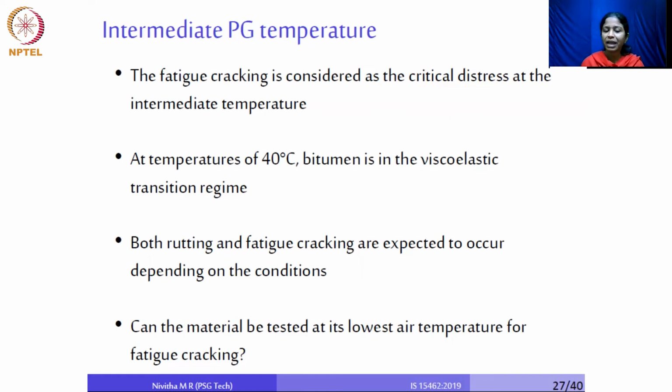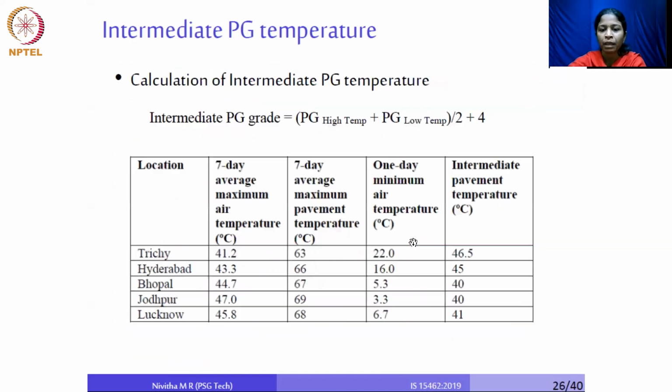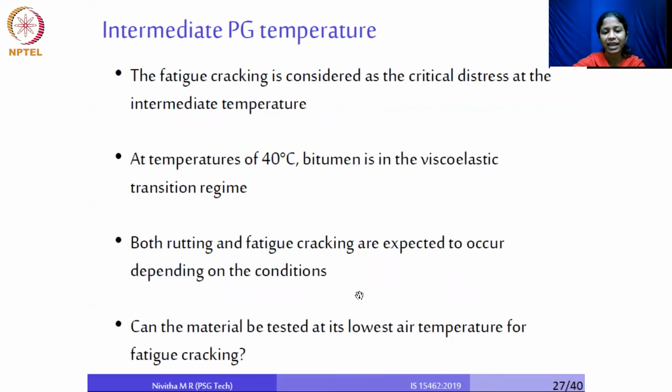So to estimate the fatigue cracking susceptibility, we have to test the material at a relatively lower temperature, maybe at 20 or 25 degrees Celsius, a temperature at which cracking is expected to happen. So should we test the material at these temperatures of 31 to 40 degrees, or can we go to lower temperatures? Maybe we can use the 1-day minimum air temperature or a constant temperature and then test the material. That is the second question that we have to look into.